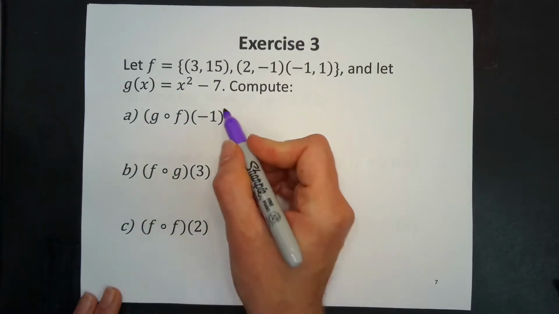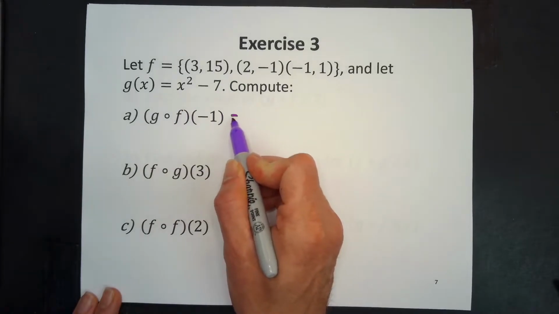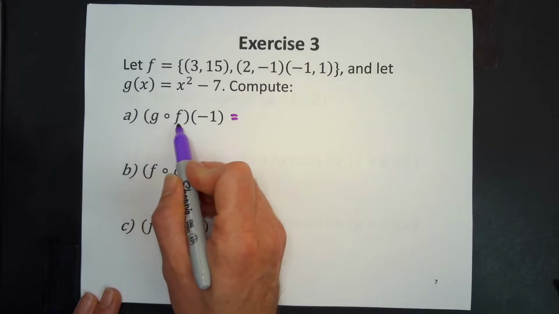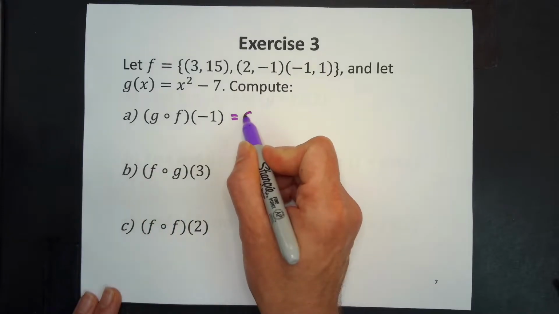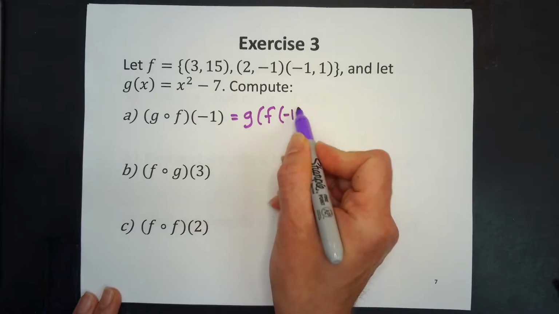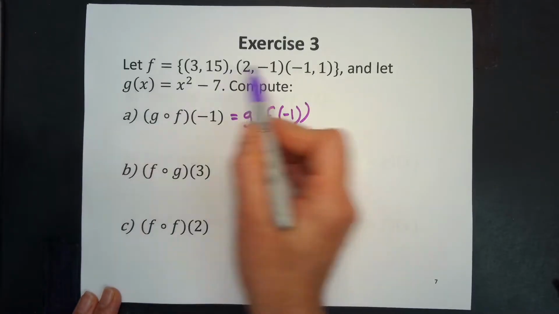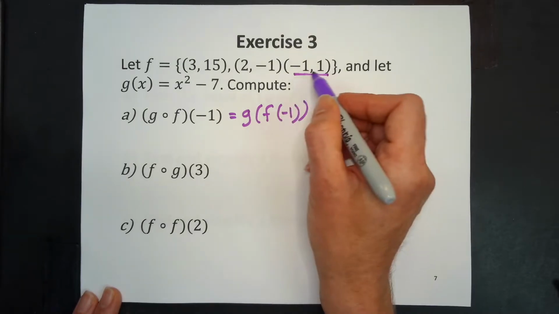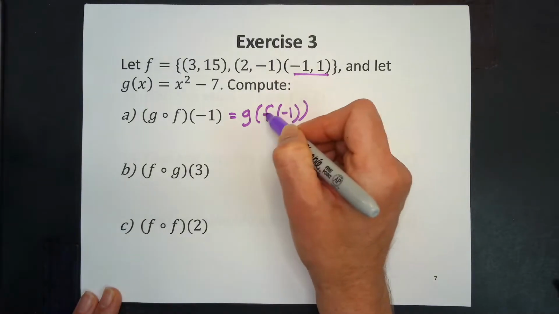So we want to compute the following. First, I'm going to rewrite this as f composed with g composed with f of negative 1 as g of f of negative 1. So what's f of negative 1? Well, negative 1 gets paired with 1. So I'm going to replace this f of negative 1 right here.